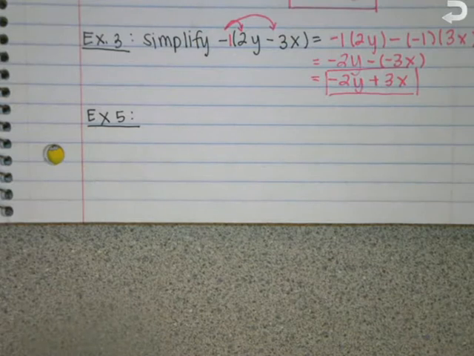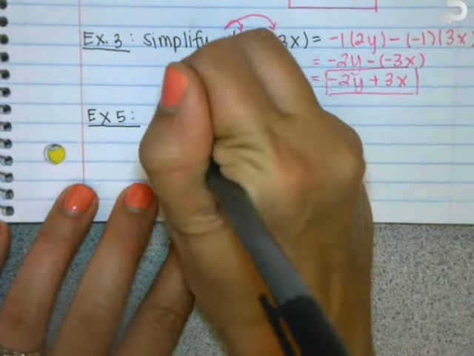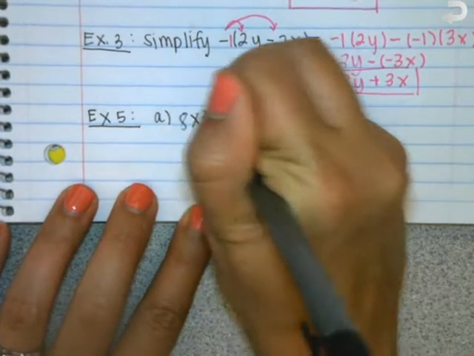We actually do have new vocabulary, which I forgot, but we'll add it to our vocabulary page tomorrow. Like terms. Like terms are terms that have the same variable and the same exponent. Okay? So example 5, there's going to be 2 parts. Part A, 8x squared plus 2x squared.